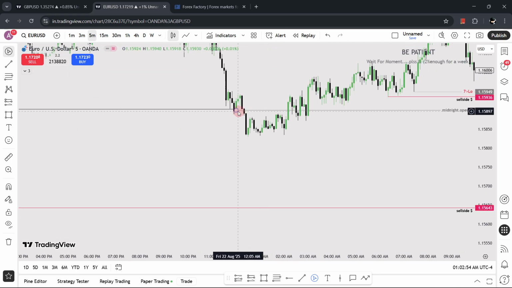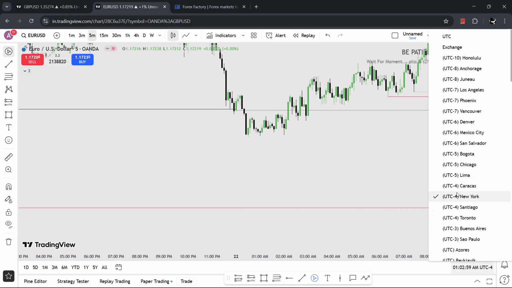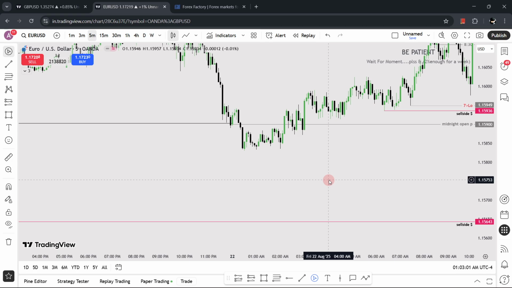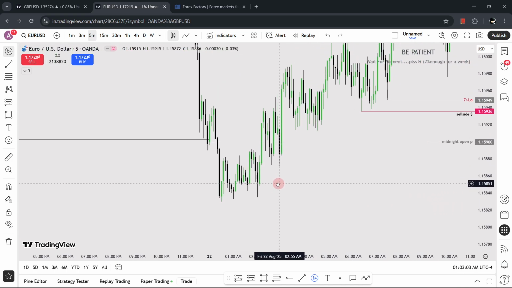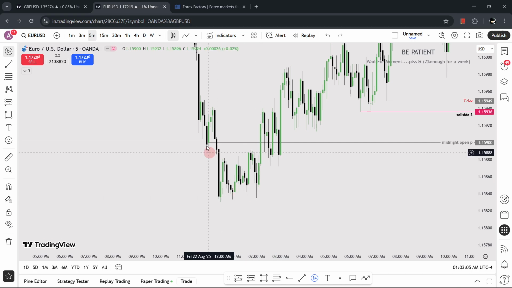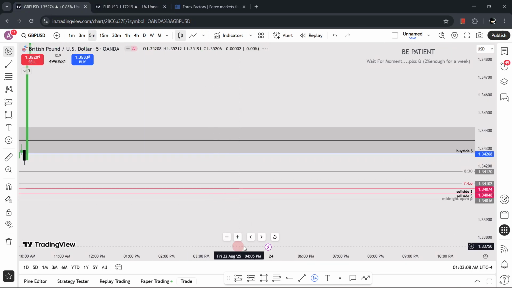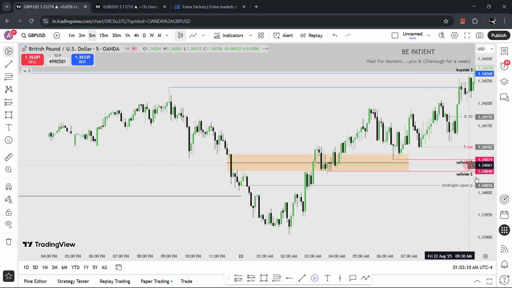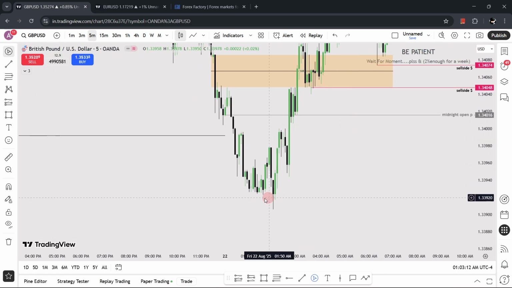Okay, so we have the midnight open here, 12 a.m. New York local time. We had these really good lows here. Again, some lows were here. The low at the London section is the 2 a.m. low. Okay, so I just want you to note this 2 a.m. low timing.